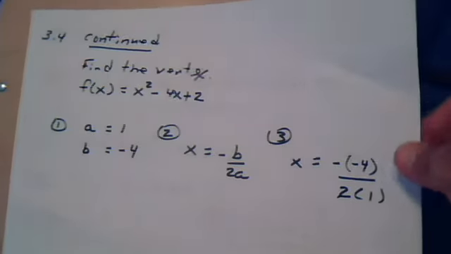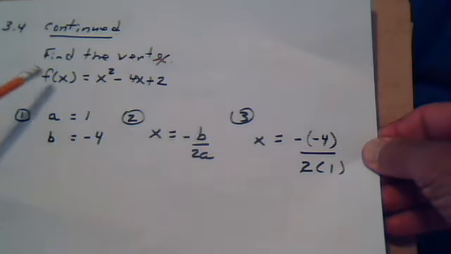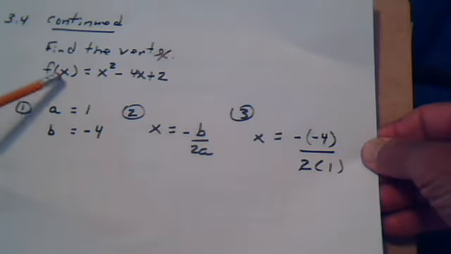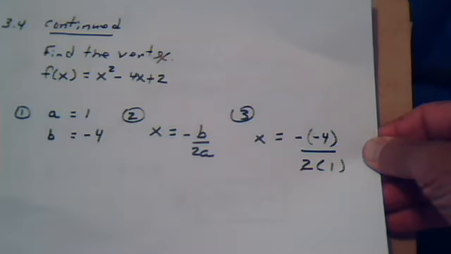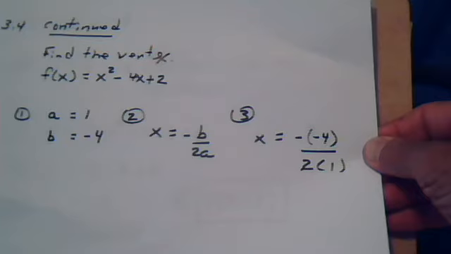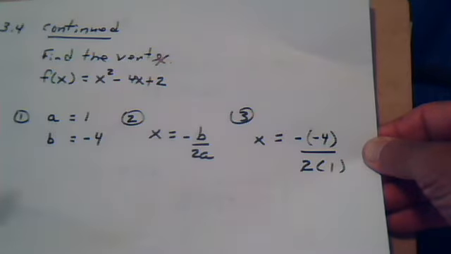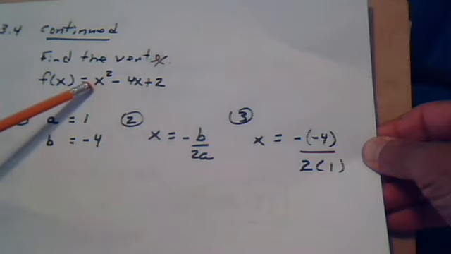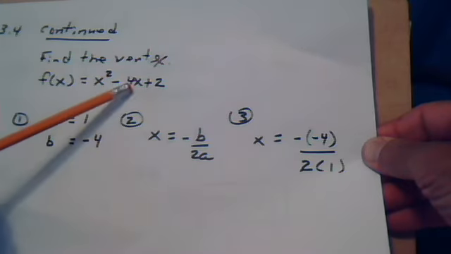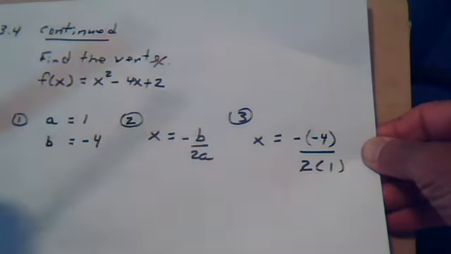Let's find the vertex. Here they gave us the equation in standard form. Notice f of x is the same thing as y, so you could put a y here if you like. Since they give us the quadratic in standard form, we need to use this formula to find the vertex. This will give us the x-coordinate of the vertex. So identify a and b. A is the number in front of x to the second. B is the number in front of x to the first. Plug them into the formula. Simplify.